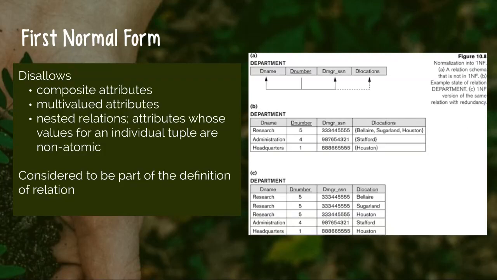It says that the attributes must include only atomic values, and the value of any attribute in a tuple must be a single value from the domain of that attribute. So we say that it is disallowed to have a set of values, a tuple of values, or a combination of both. In other words, 1NF disallows relations within relations, or relations as attributes, as values within tuples.